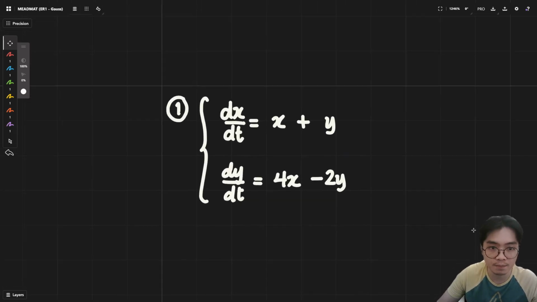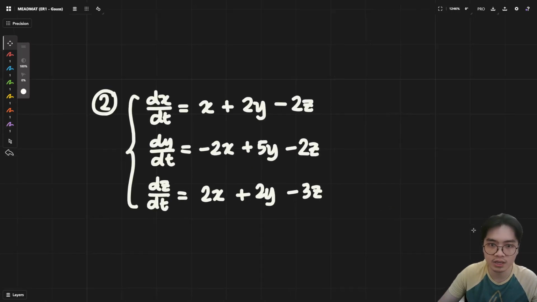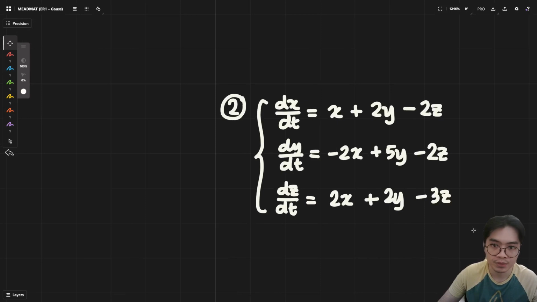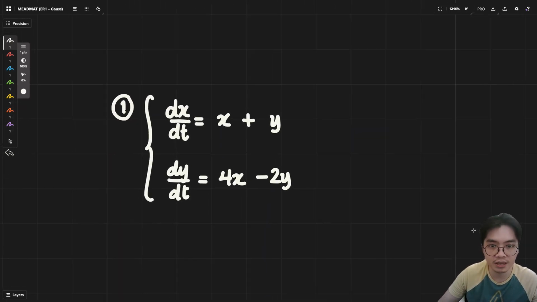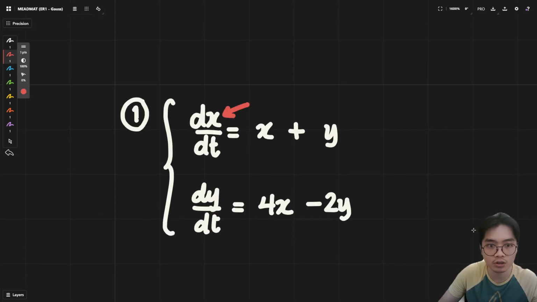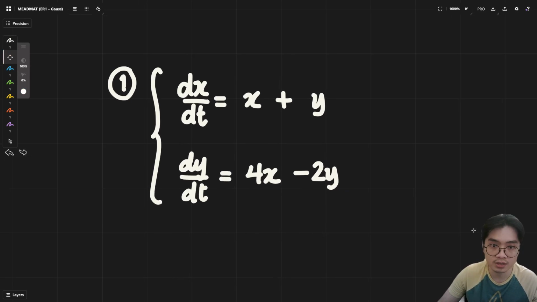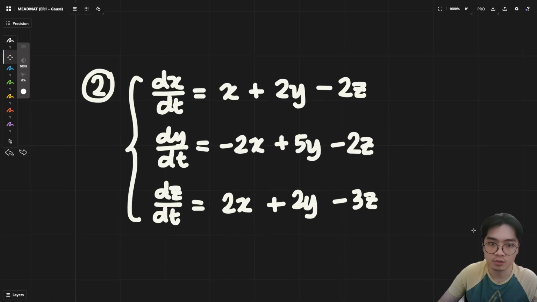So we will have two examples, one with two unknowns and two equations, and another one here with three unknowns and three equations. Our goal here is to just get the general solutions for both of them. So they will include two arbitrary constants, because each of them is going to be a first order differential equation. Each of them should have one arbitrary constant. That means there will be two arbitrary constants here, and of course in here there will be three.